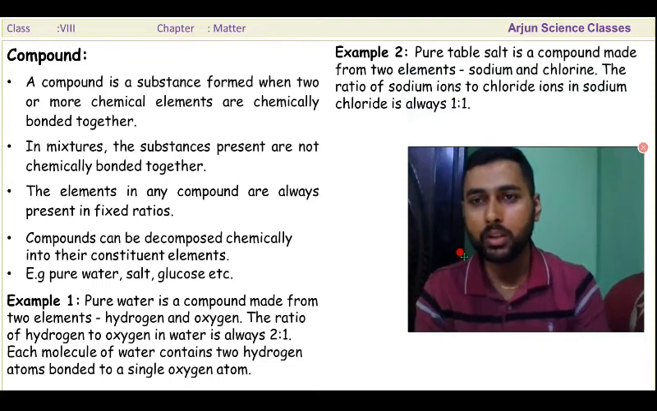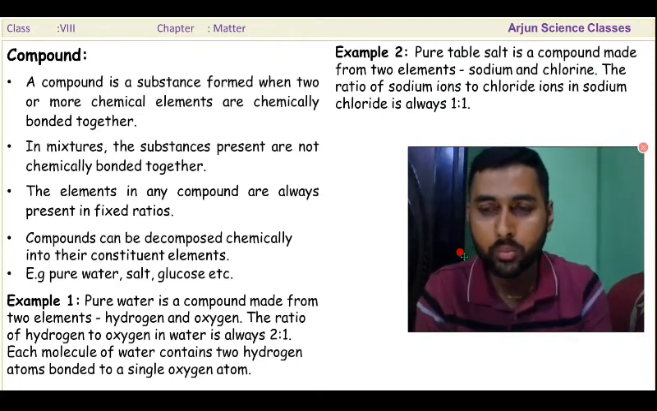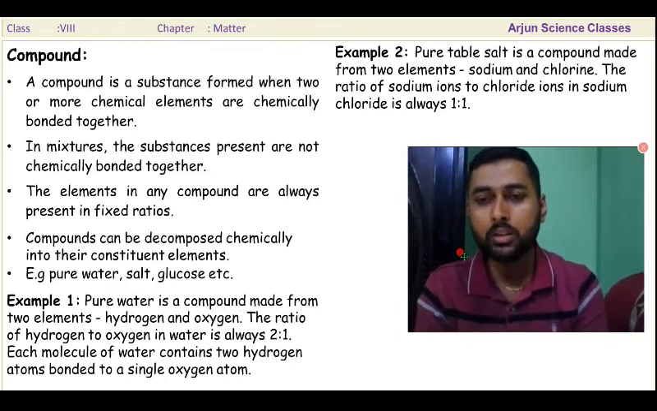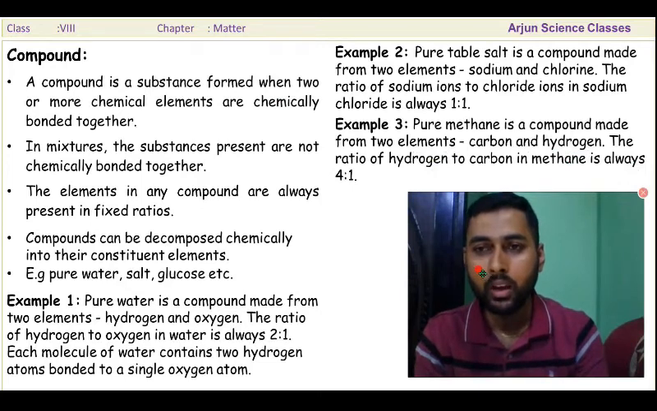Another example, pure table salt is a compound made from two elements, sodium and chlorine, NaCl. The ratio of sodium ion to chlorine ion in sodium chloride is always 1:1. 1 atom of sodium and 1 atom of chlorine combine to form the common salt, sodium chloride. Another example, methane is a compound made from two elements, carbon and hydrogen, in the ratio 4:1. CH4: 4 atoms of hydrogen and 1 atom of carbon combined in their fixed ratio.